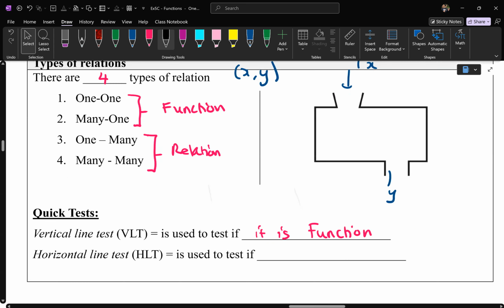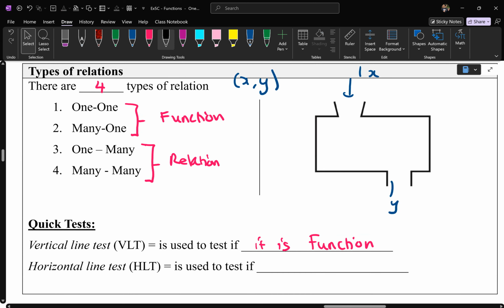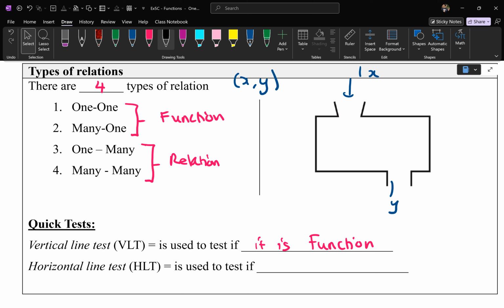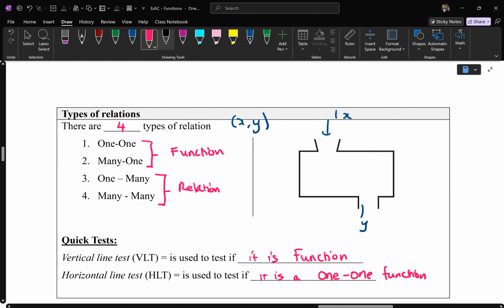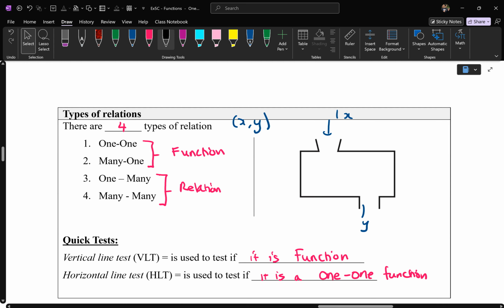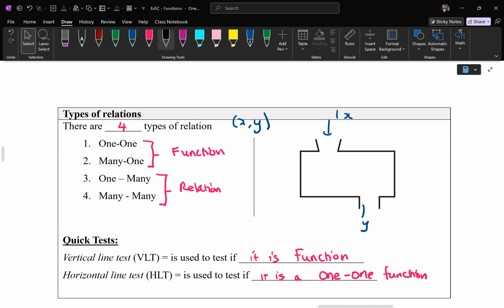So I gave you a quick test before. The first one, a vertical line test, tests if it's a function. You will need to know this when we get to inverses. Okay, so horizontal line test will test if it is a 1-to-1 function. And the logic makes a lot of sense here. Once you copy that down, I'm going to go back to the pictures so you can see what I mean by a horizontal line test, okay? So have a think, write it down.